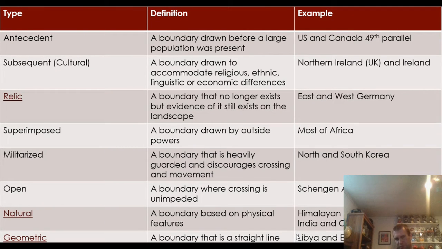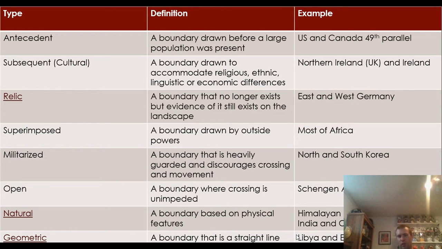Now here's a chart. Let's look here at just the different types of borders. You will need to know these and be able to come up with examples of each. Antecedent border, something that was there before a large population was present. Subsequent or cultural, there is a technical difference. I'm not going to go into it a bunch between the two. Basically, a subsequent boundary is something that's drawn to accommodate something, and a cultural one would be when it's drawn to accommodate culture. Relic boundary is something that no longer exists, and I'm going to have examples of these coming up, guys. Superimposed is most of Africa, because that's the Berlin Conference of 1884, or back to the Sykes-Picot Agreement.